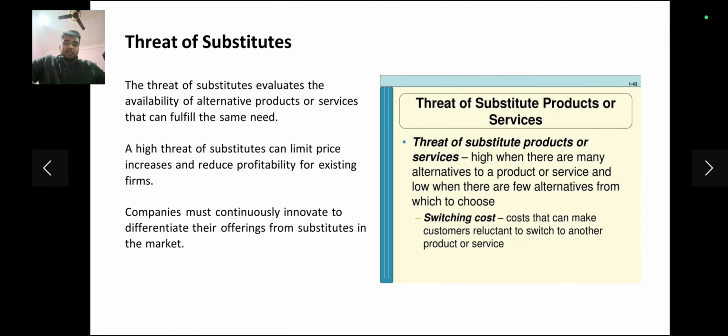Threat of substitutes. The threat of substitutes evaluates the availability of alternative products or services that can fulfill the same need. A high threat of substitutes can limit price increases and reduce profitability for existing firms. Companies must continuously innovate to differentiate their offerings from substitutes in the market.